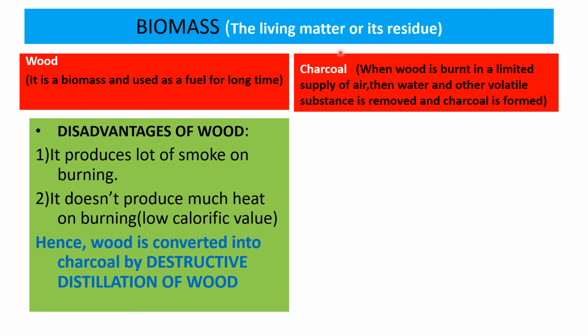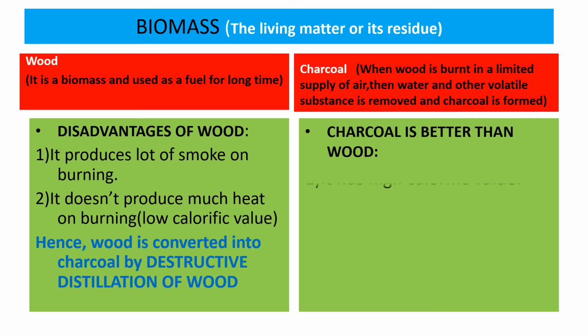Why do we need this charcoal? Because there are some disadvantages associated with wood, which is lot of smoke on burning. Then it doesn't produce much heat on burning. That is, it has low calorific value. So we require charcoal. Charcoal कहाँ से आता है? Due to destructive distillation. What is the process of burning the wood in limited supply of air so that water and other volatile substances are removed and charcoal is formed, right?